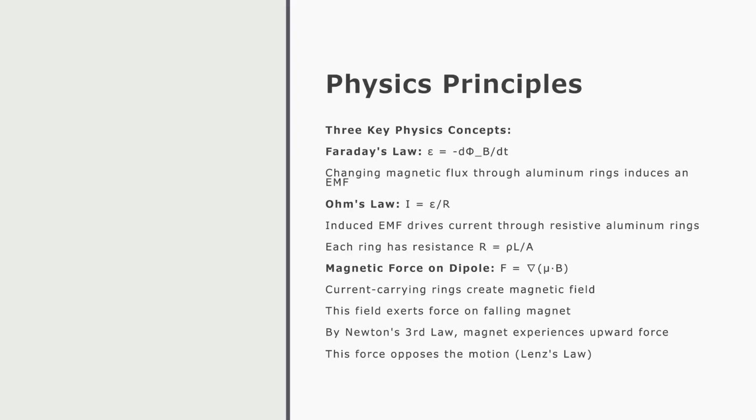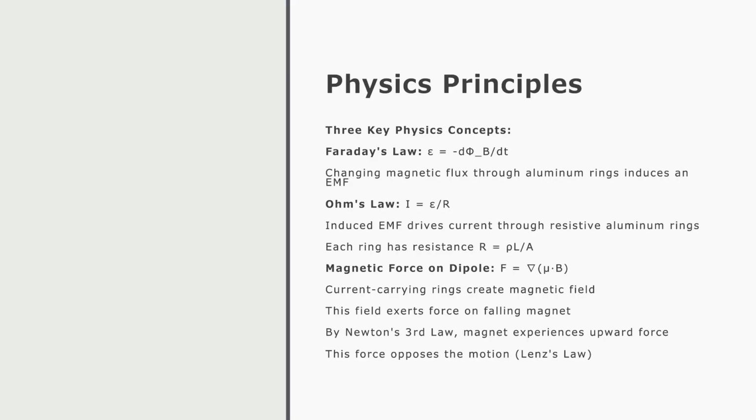And then induced EMF drives current through resistive aluminum rings. Each ring has a resistance of R. And so you have to know Ohm's law, which is EMF is equal to I times R, I being current, R being resistance, and current is equal to EMF divided by resistance.